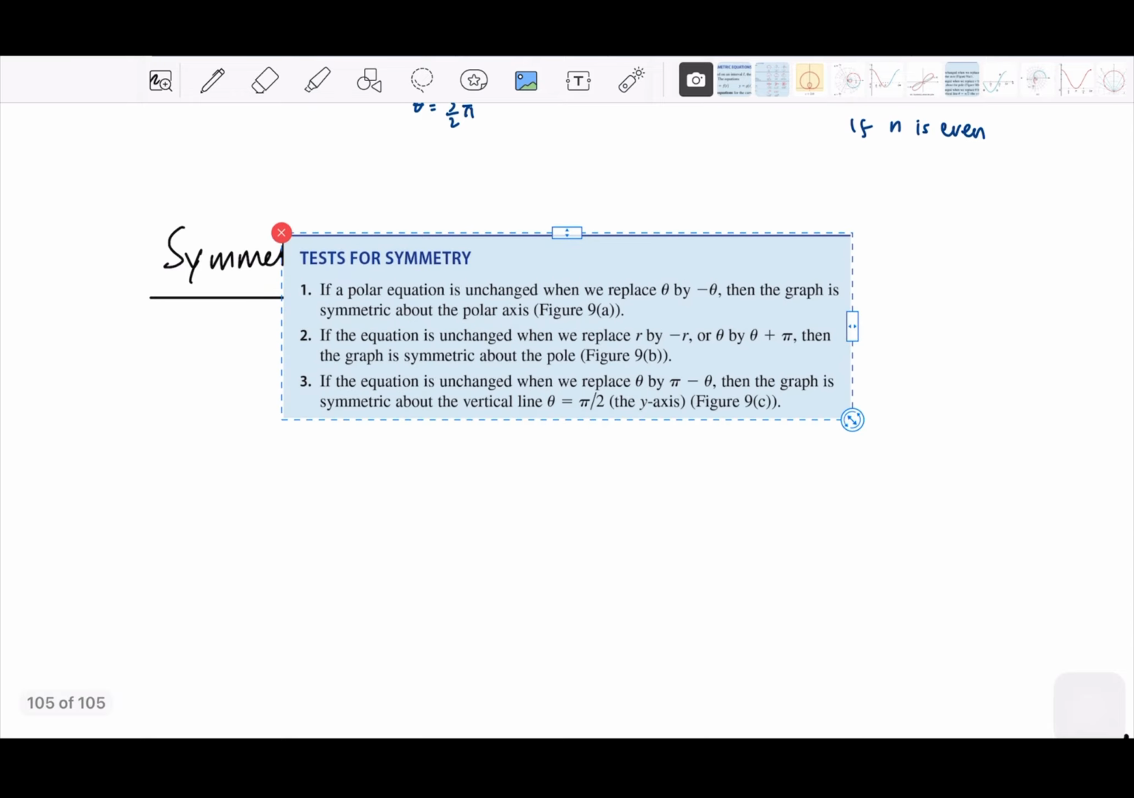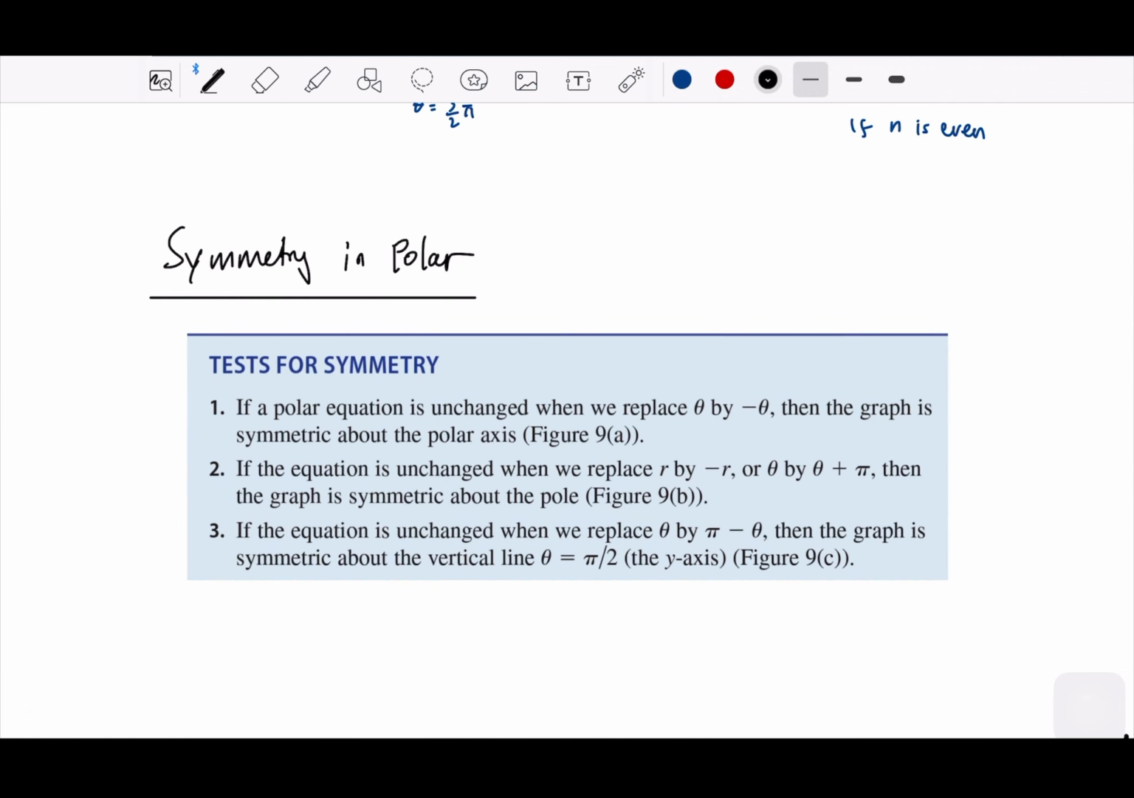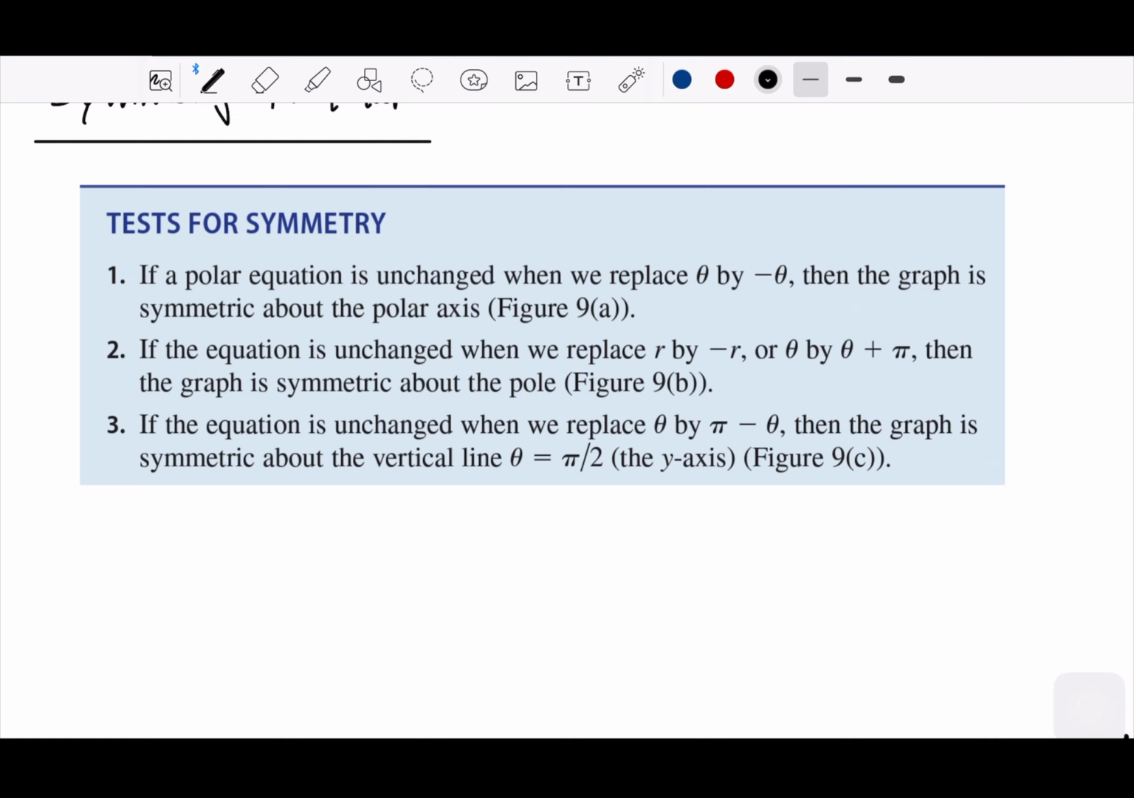That if we have the symmetry, there are at least 3 cases or 3 tasks. If a polar equation is unchanged when we replace theta by negative theta, then the graph is symmetric about the polar axis. Okay, we will see the figure later. And second, if the equation is unchanged when we replace r by a negative r, or theta by theta plus pi, then the graph is symmetric about the pole.